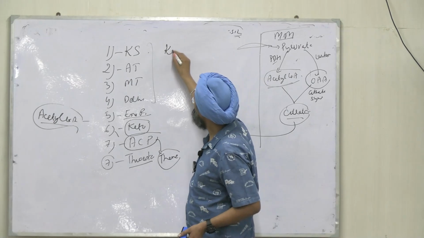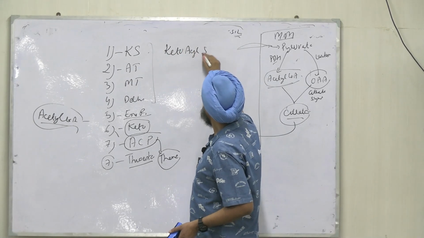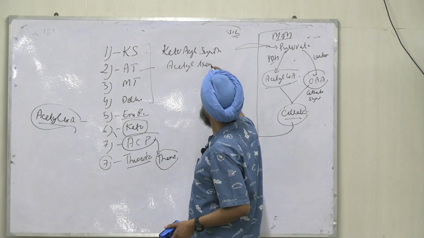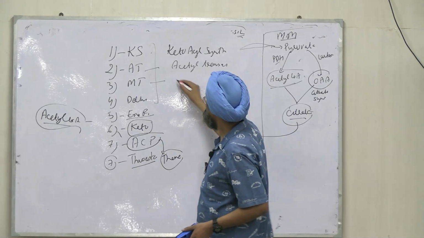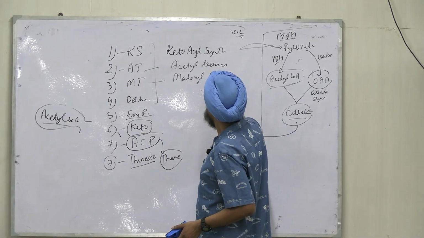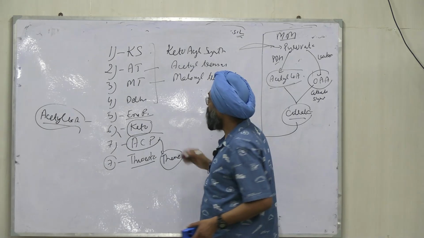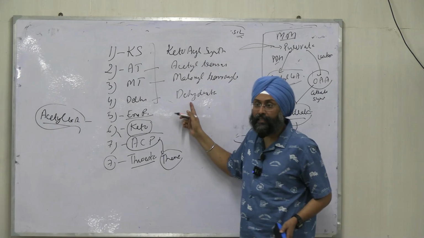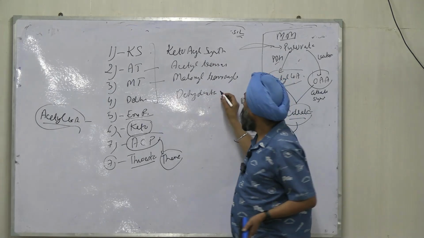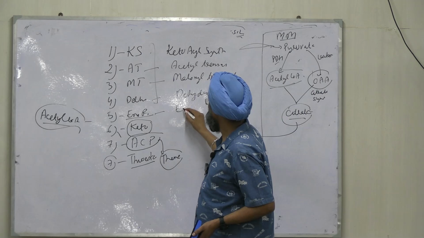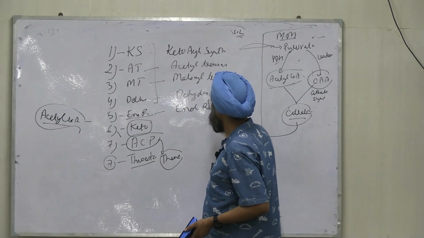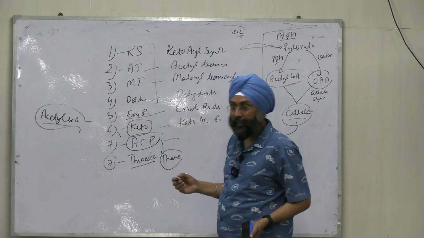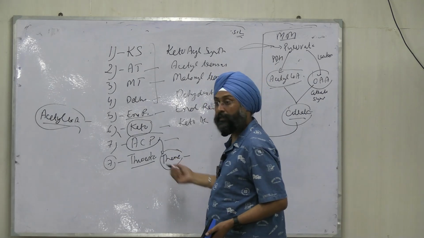Kabir Singh is our keto acyl synthetase. AT is our acetyl transacylase. Mother Teresa is malonyl transacylase, right? Delhi for dehydrogenase. In some books it is written hydratase, in some books it is written dehydrogenase, right? Then Eno for enol reductase, right? Keto for keto acyl reductase. ACP is acyl carrier protein, and thioesterase for thane, right? Thioesterase.